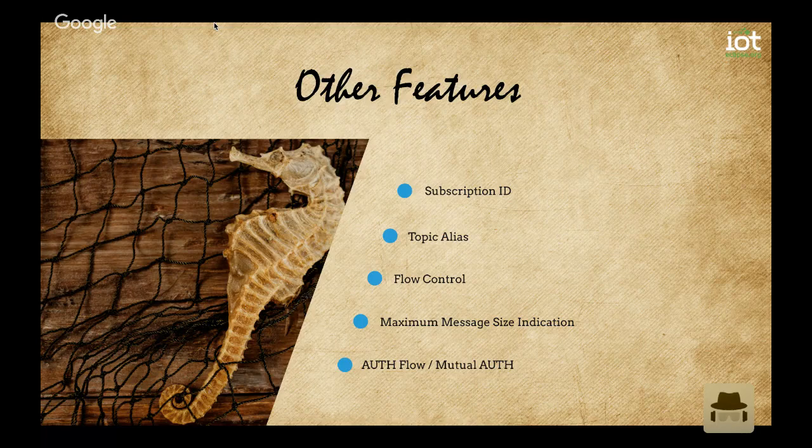We have maximum message size indication. We have an authentication flow. MQTT 5 now supports, beside username and password fields, the SASL framework. And now you can do, let's say, Kerberos, or you can do SCRAM or any other more sophisticated authentication method with MQTT.